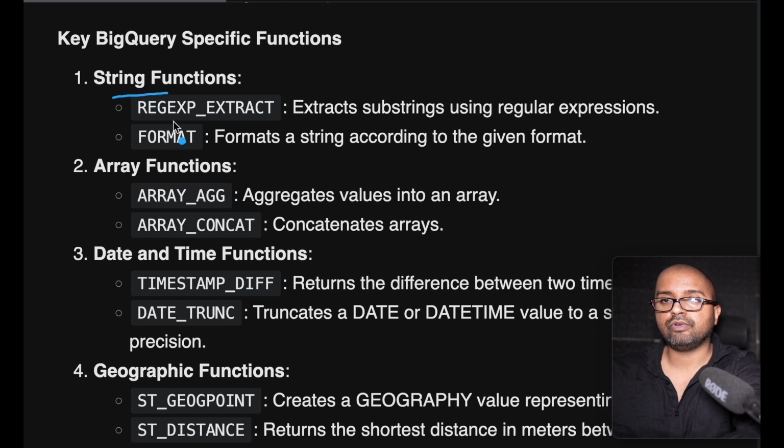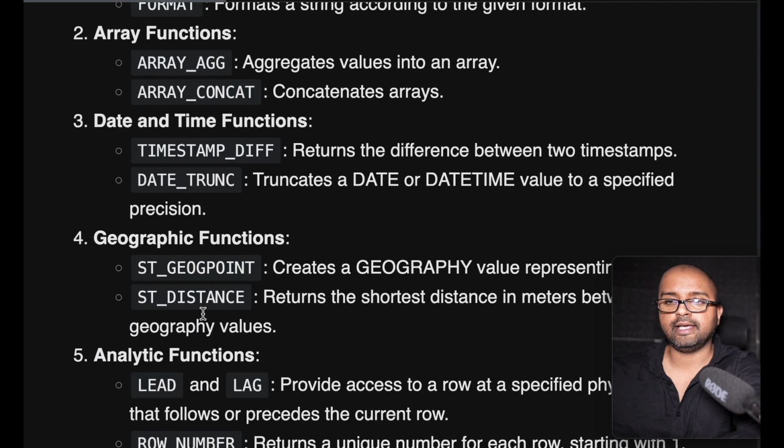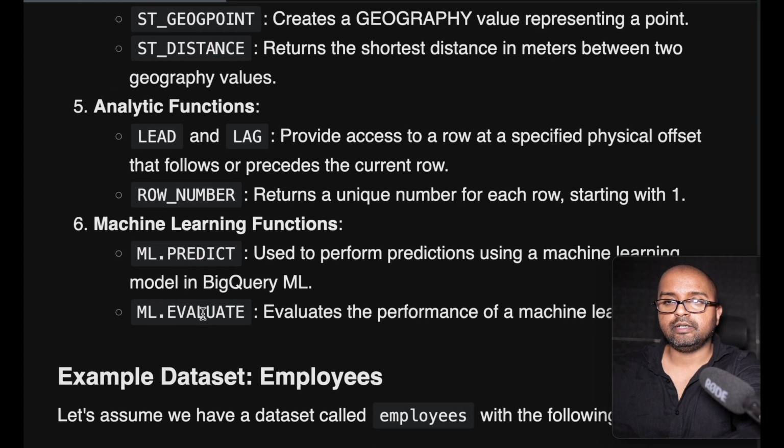If you look at the string functions, there is the regex extract, format, and various other regex functions as well. This is just to give you a flavor of what's out there. But the best place to look for all these functions is the BigQuery documentation. If you think about array functions, there are array aggregate, array concatenation. There are various date time functions as well, and of course some geographic functions are included in BigQuery as well. So we'll take a look at some of these examples, and then try to understand them.